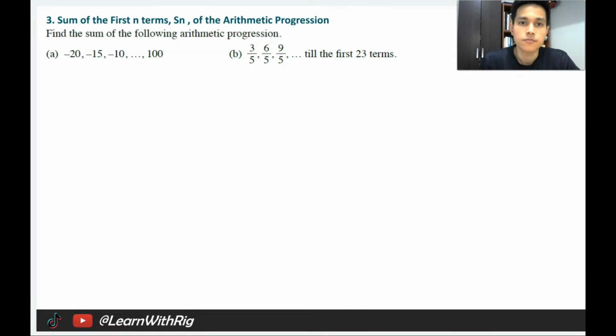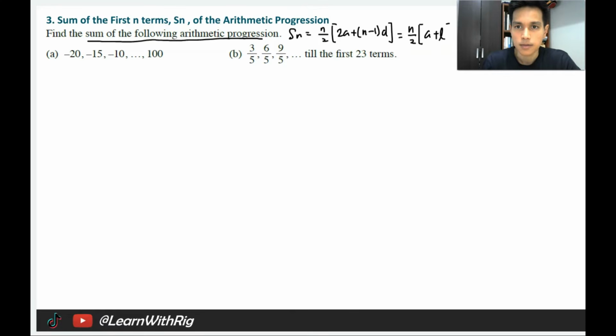Find the sum of the following arithmetic progression. So they're asking you to find what? The sum of the following arithmetic progression. So what's the formula? There are two formulas. The first one is Sn equals n over 2 times (2a plus (n minus 1) d). This is the first formula. The second formula is n over 2 times (a plus L), where L is the final term. So we see whether we can use any of these formulas or not.